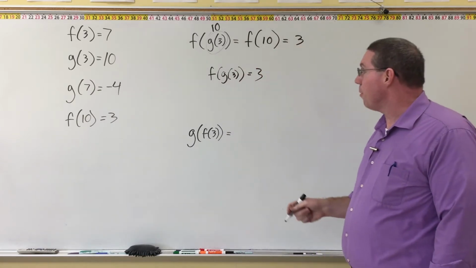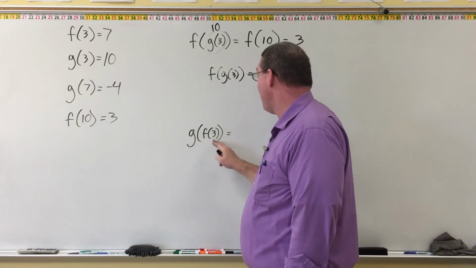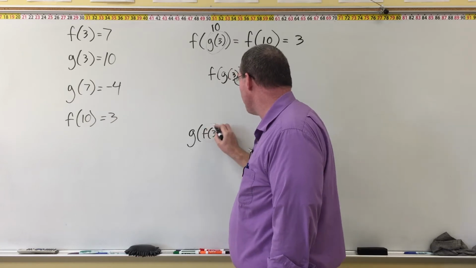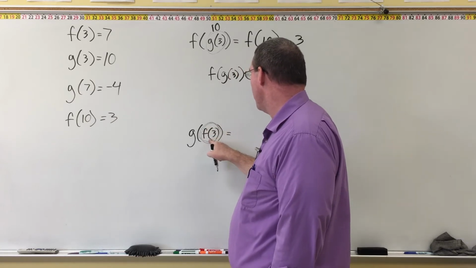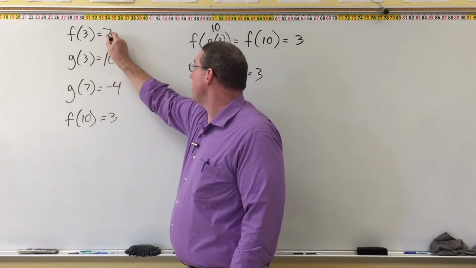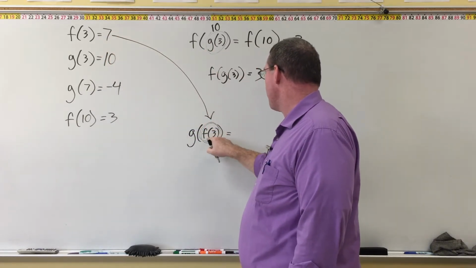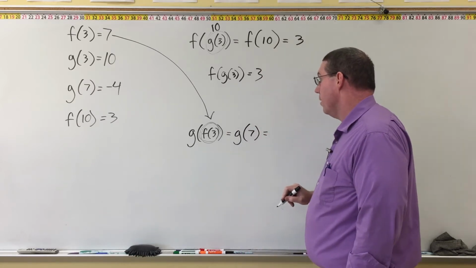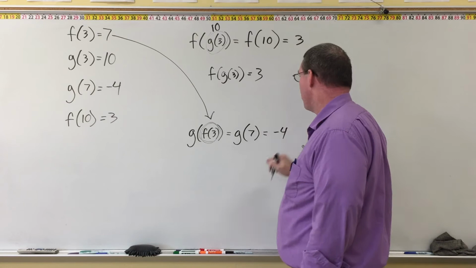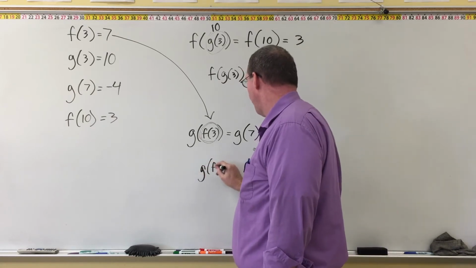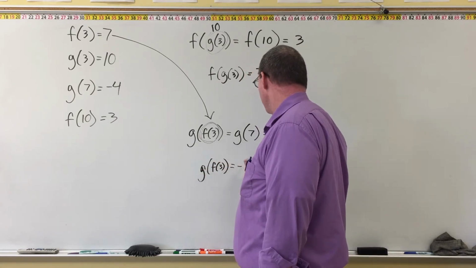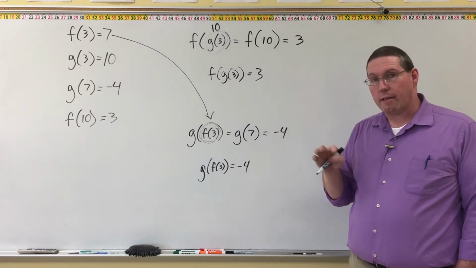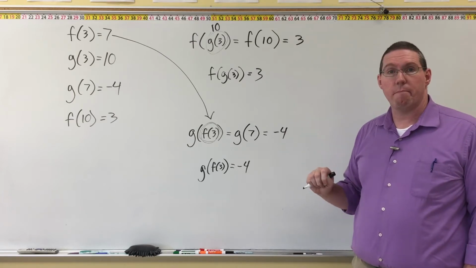Okay? Now we're being asked, what is g of f of 3? And so what that means is we want to put in these parentheses whatever f of 3 is. Well, what's f of 3? f of 3 is 7. Therefore, that is going to go inside the parentheses. And what we now want to know is, what is g of 7? Okay? And g of 7 is negative 4. Therefore, g of f of 3 is equal to negative 4. Okay? I'm going to give you another one that's a little harder than this, but uses the same basic idea.